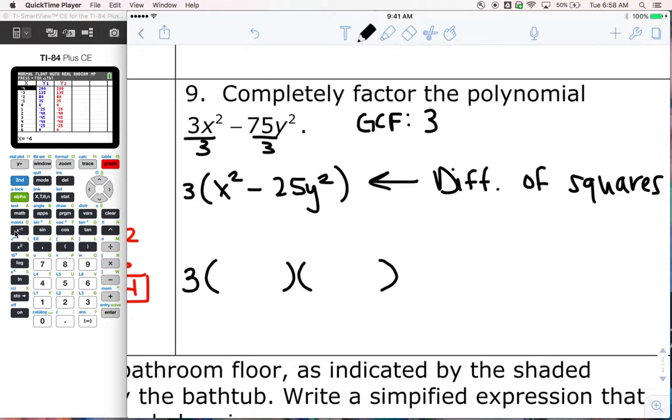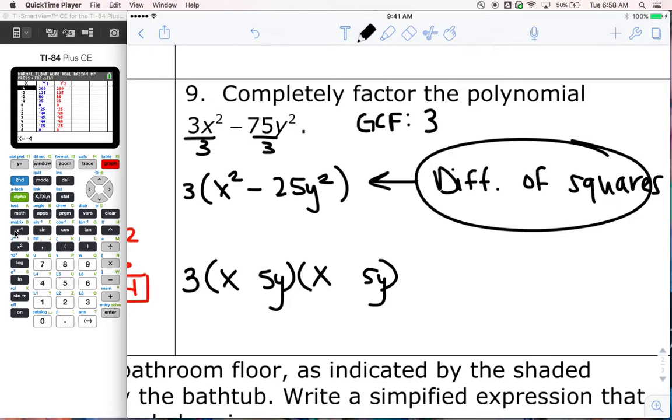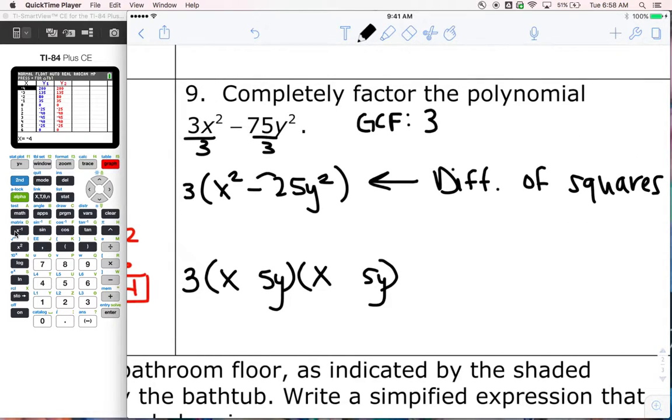Here's all we do. Why is x squared a perfect square? Well, because it's x times x. Why is 25y squared a perfect square? Well, because it's 5y times 5y. Right? And this only works for difference of squares. And now to finish it off, you got to decide on your signs. In order to multiply and get this end number, this negative number, don't forget you have to have a positive and a negative. Doesn't matter which one is which as long as you have one of each.